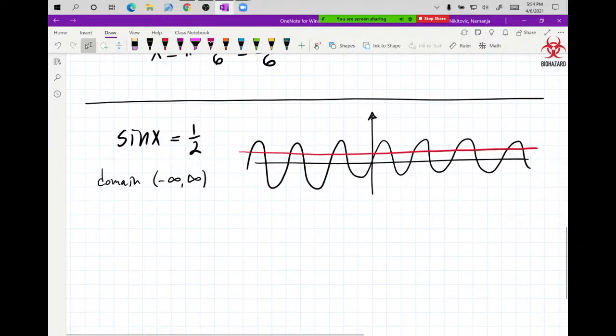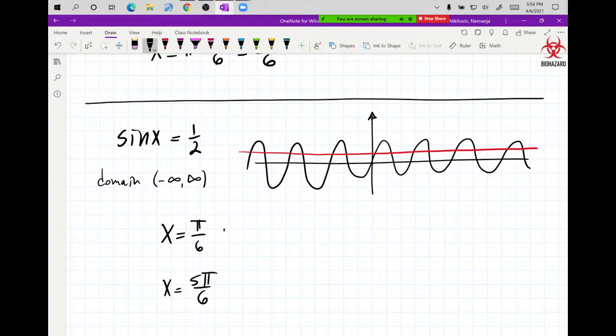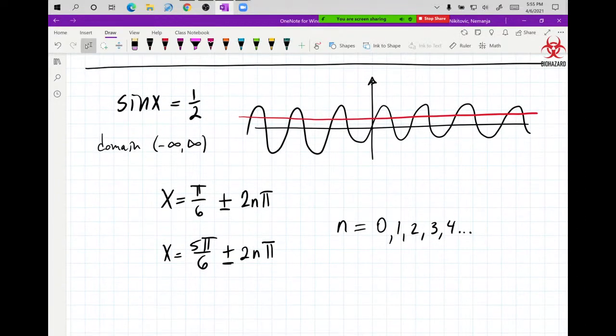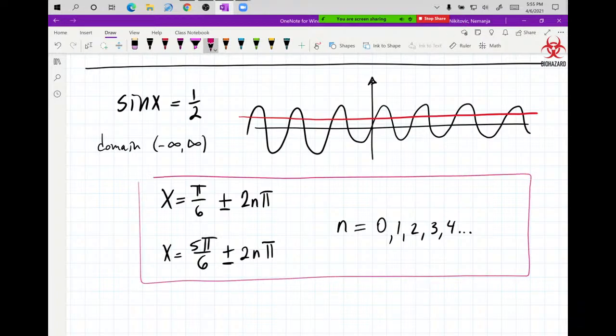Now, the first solution is still pi over 6, and the second solution is still 5 pi over 6. And all I need to do is add the period times n, where n is, well, you can do plus minus over here, where n is 0, 1, 2, 3, 4, and this will add infinity of solutions. So this is how you show an infinite number of solutions.